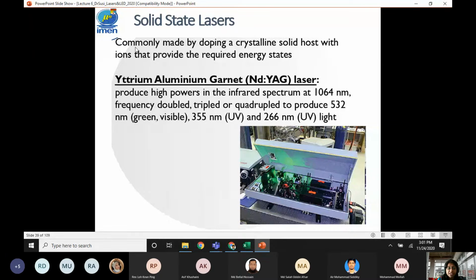Solid state lasers are commonly made by doping a crystalline solid host with ions that provide the required energy state. So this is, for example, a neodymium YAG laser. YAG stands for yttrium, aluminium, and garnet. It produces very, very high power in the infrared spectrum at 1064 nanometer. The frequency can be doubled, tripled, or quadrupled to produce 532 nanometer, which is green, visible light, 355 nanometer, which is ultraviolet, and 266 nanometer, which is also ultraviolet. So this is how a neodymium YAG laser looks.